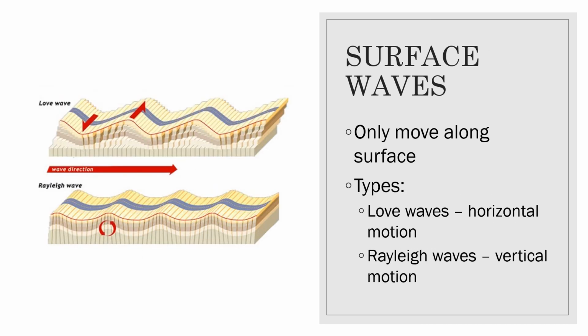Next we have surface waves. Surface waves, in comparison to body waves, only move along the surface. There are two types of surface waves that are distinguished based on how they affect the material on which they move. Love waves cause horizontal motion, resulting in a side-to-side motion. Rayleigh waves cause vertical motion, resulting in an up and down motion of the ground. Surface waves cause more property damage because they produce more ground movement and travel more slowly.